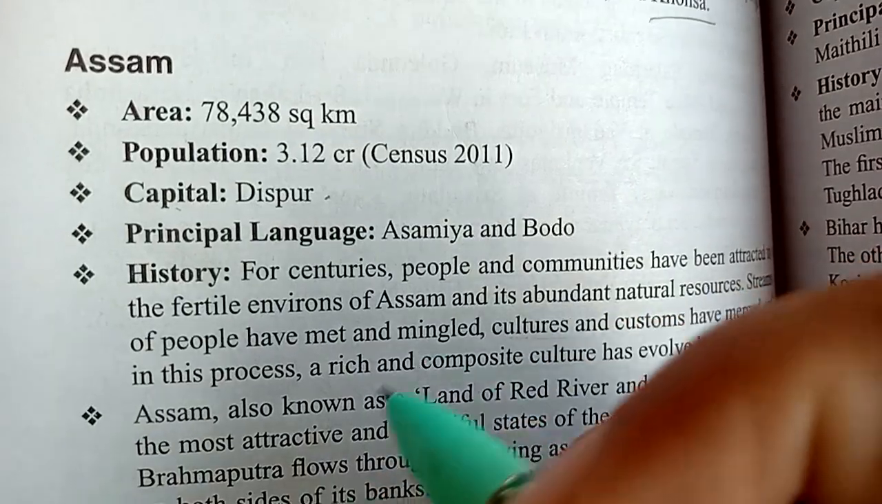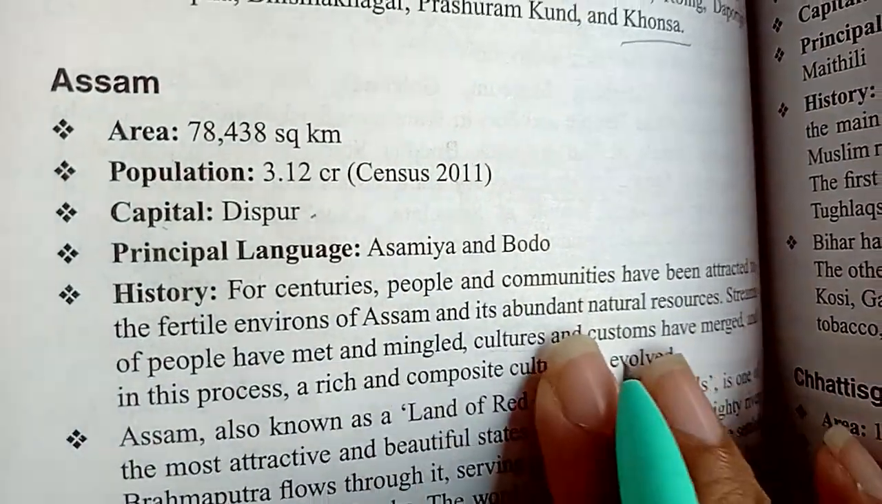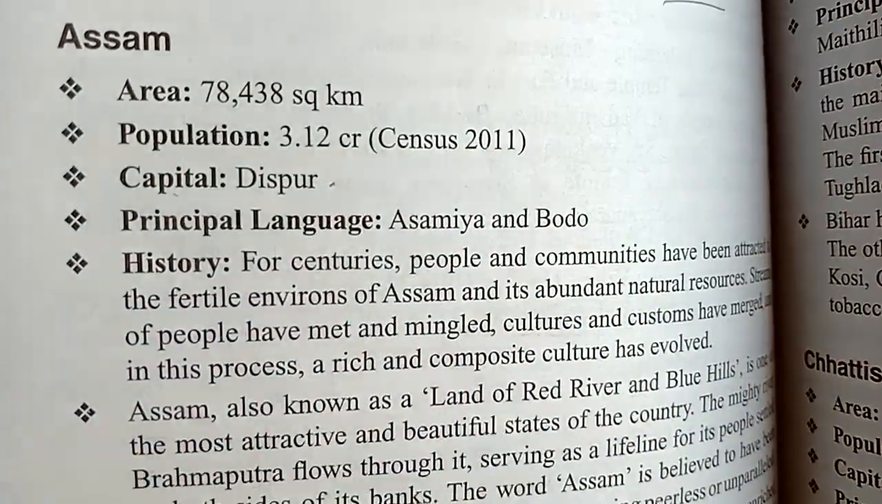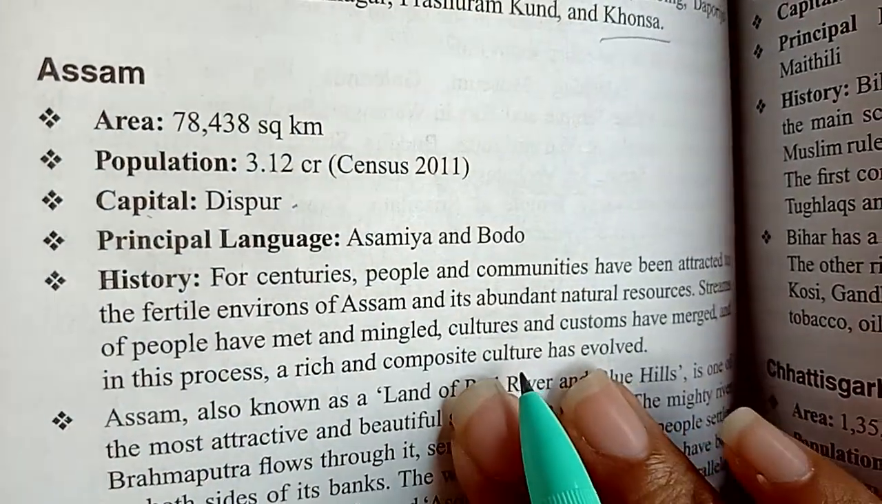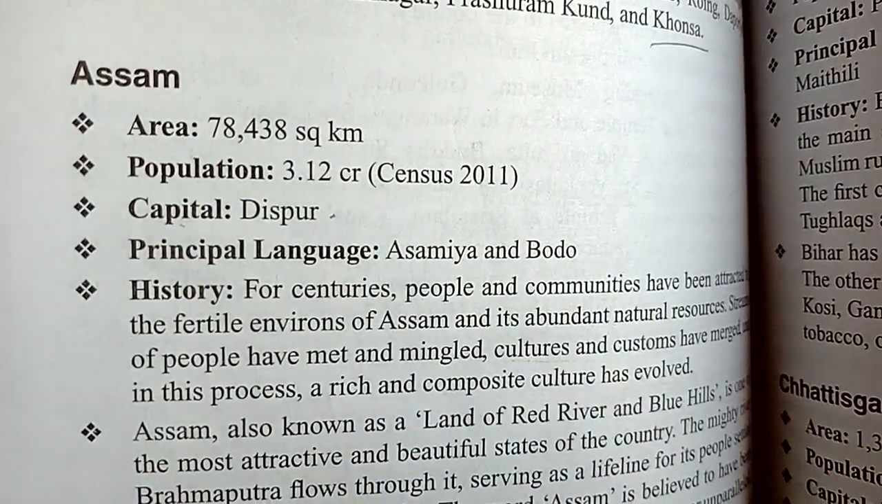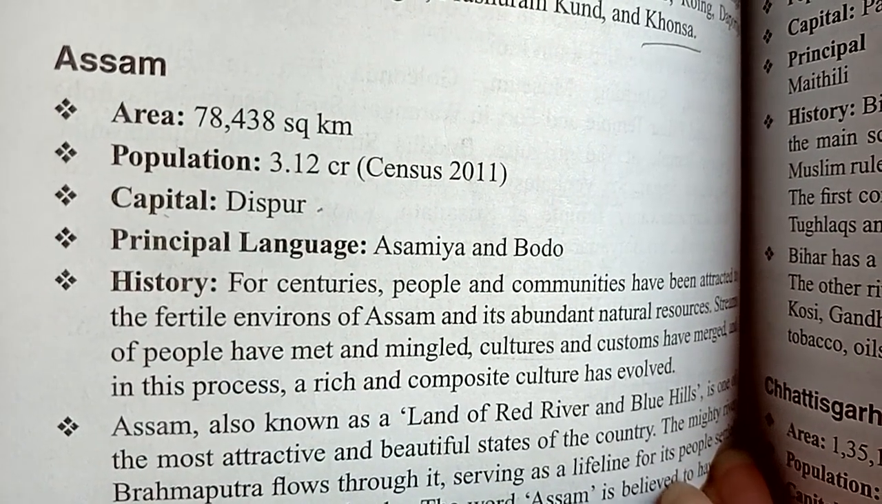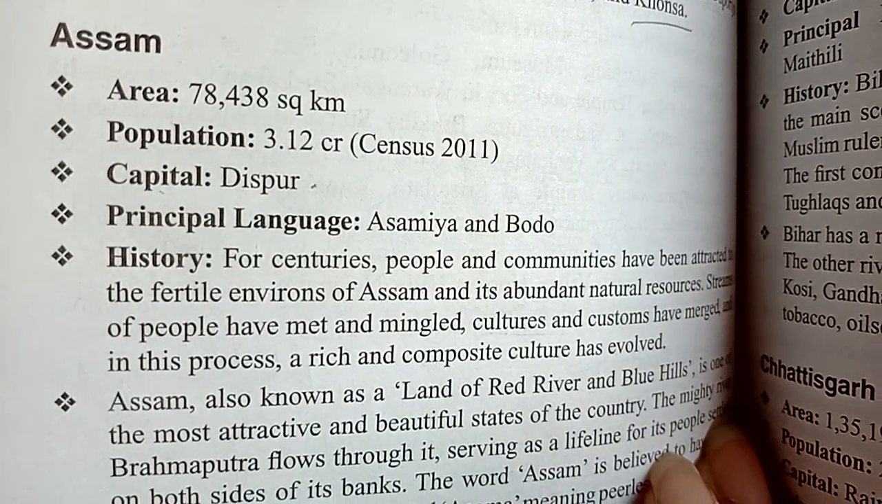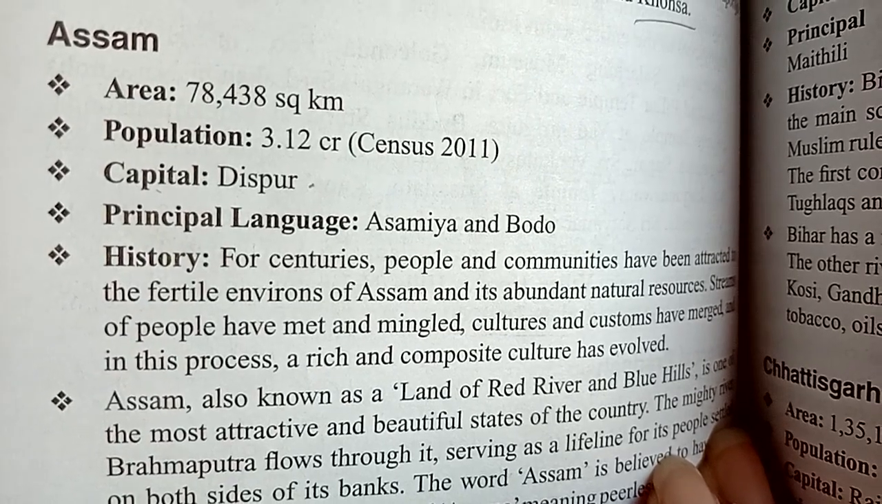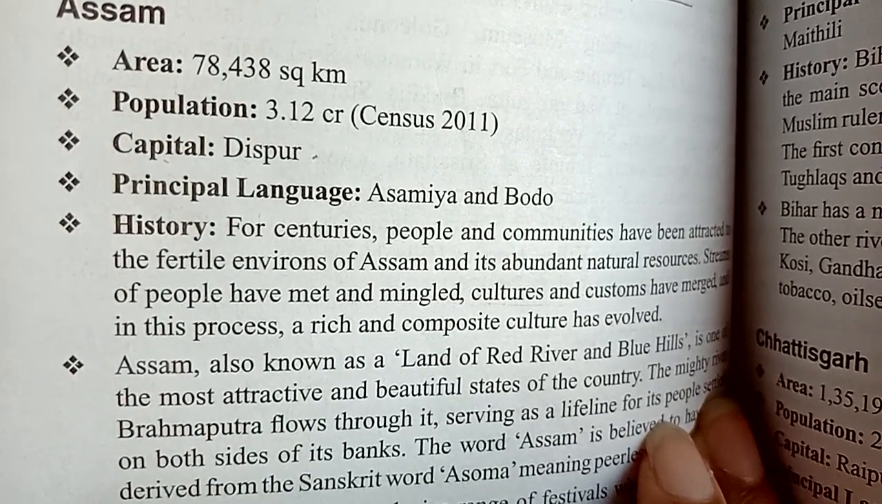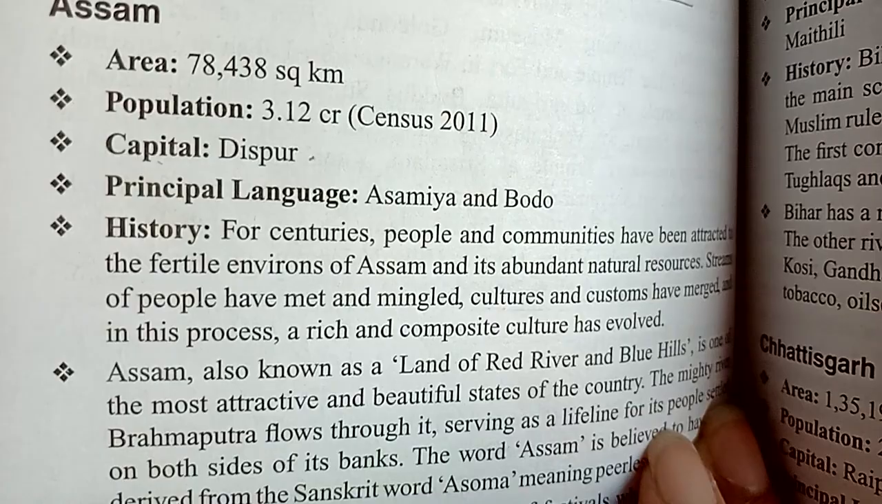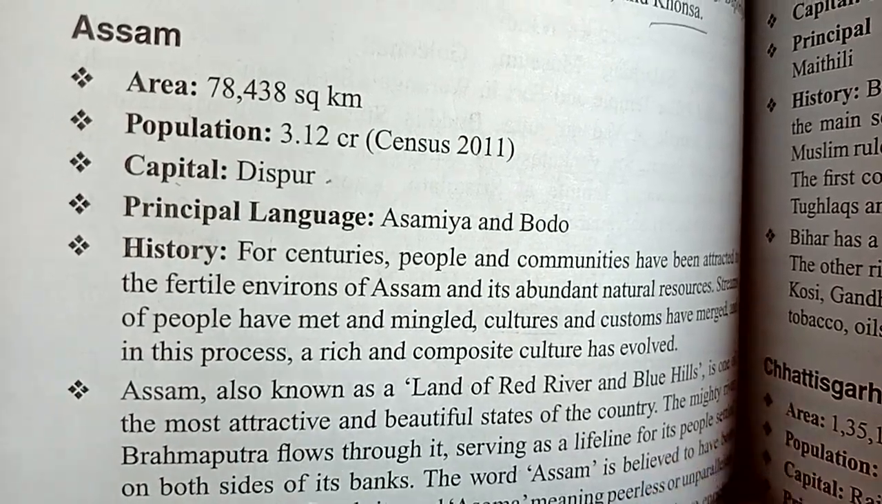History: for centuries, people and communities have been attracted to the fertile environs of Assam and its abundant resources. Streams of people have met and mingled, and cultures and customs have merged in the process. A rich composite culture has evolved. Assam is also known as the land of Red River and Blue Hills.